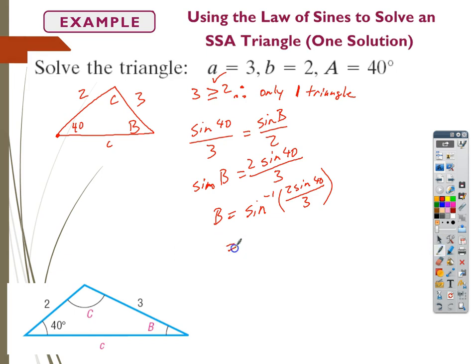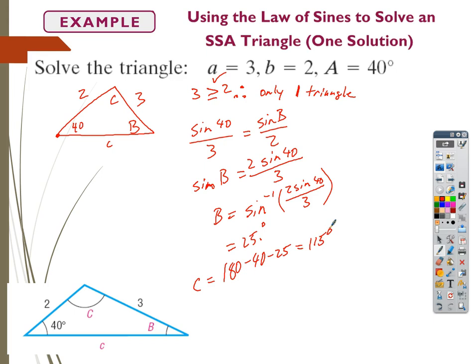Which is equal to 25.373. I'm just going to say 25 degrees, just to make life easy again. And so when I go and find C, this is big C, it's going to be equal to 180 minus 40 minus 25, which is then equal to 125? No. 115 degrees.